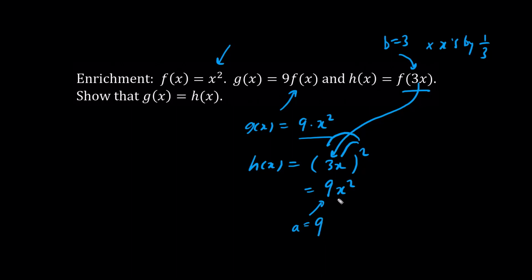This a value equals 9, so it means this horizontal compression is equivalent to a vertical stretch by a factor of 9. So we can see that the result is 9x squared for h of x, and it's the same for g of x, so they're the same.